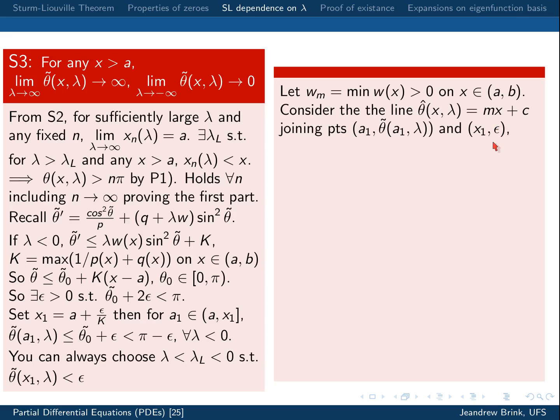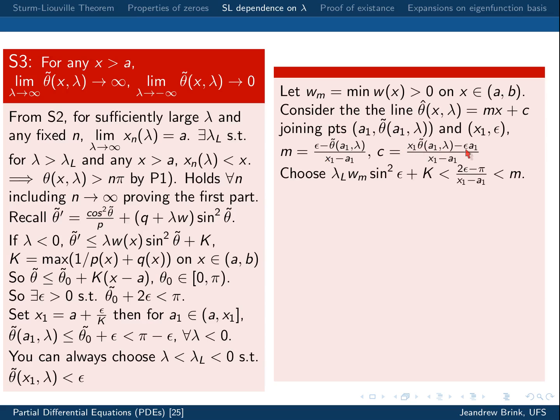Okay, so to do that, we first want to know what this M is. The line joined with this property is found by substituting these two points into the equation for the line and solving for M and C. If you do that, you simply get that the gradient is the difference in the function values at x1 and a1 over the distance between x1 and a1. And C is the intercept when x is equal to 0, so C is equal to that.